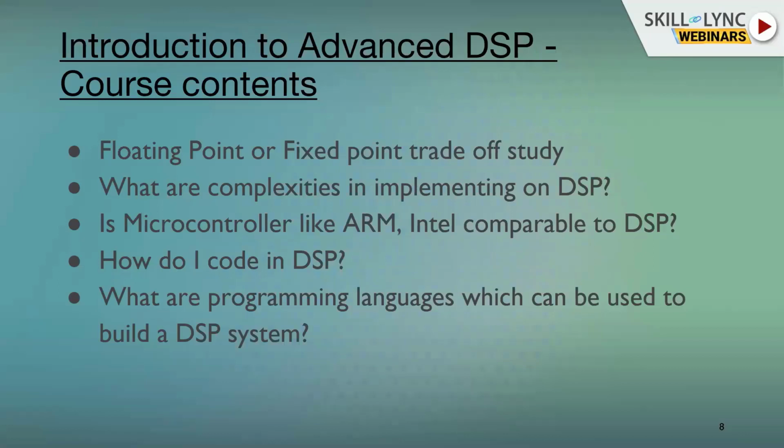Next thing is microcontrollers like ARM and Intel compared to DSP. Can we compare them? It's not comparable. The reason is that the DSP emulates some of the mathematical operations when compared to the conventional ARM and Intel. Intel is basically a CISC controller. Intel is basically for Windows and Linux applications, and mostly for server applications.